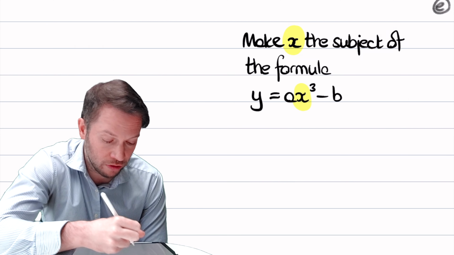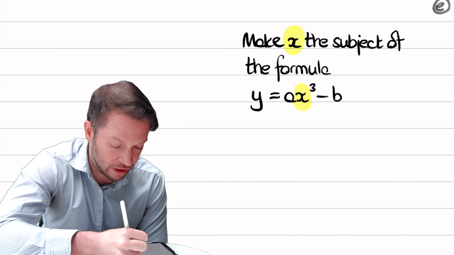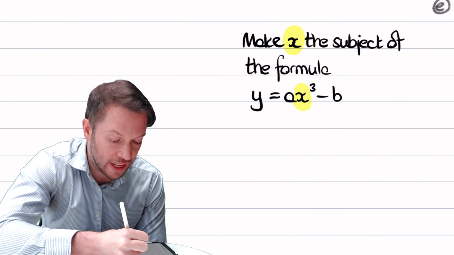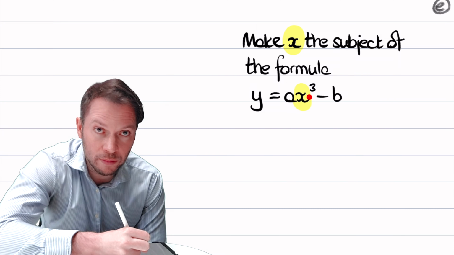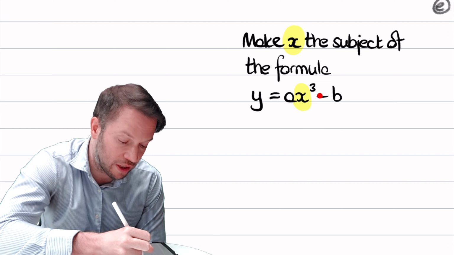Make sure you get that order right. This does not mean ax all cubed, because if it was, there'd be a bracket around the ax. It means a times by x cubed. So x is being cubed, then it's being times by a, and then we're subtracting b.